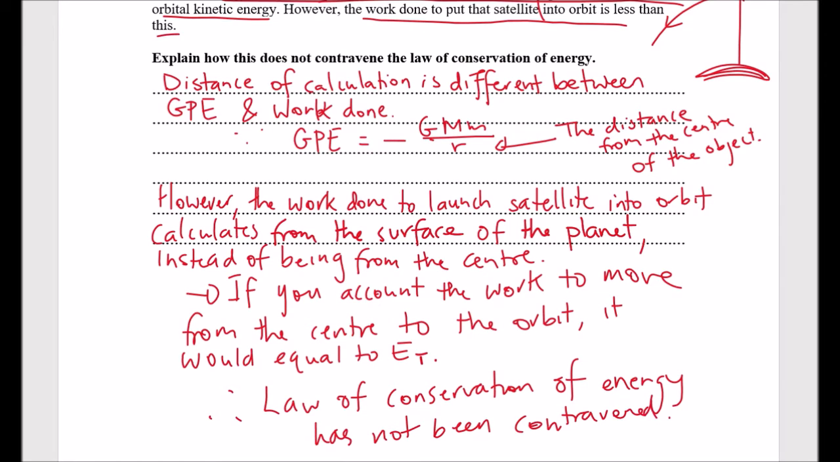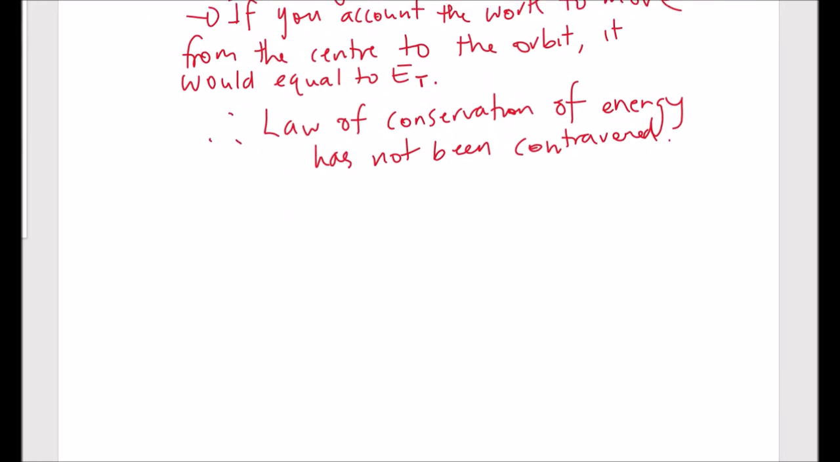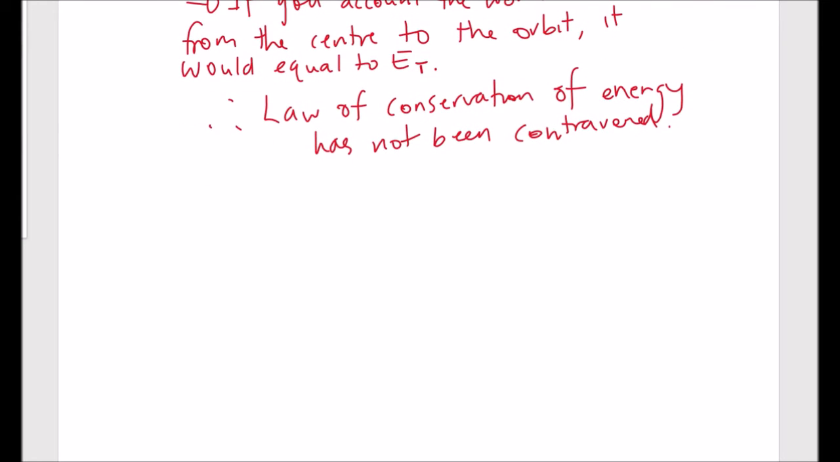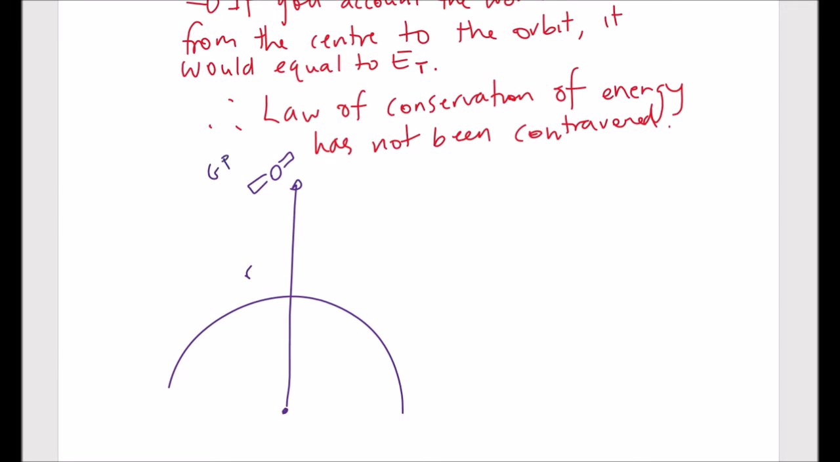Okay, now in case this might confuse a couple of people, let me just draw this out as a diagram to show you what's happening. You can use a diagram if you want when answering this question. So this is our planet. This is the center of the planet. From this point up to here, which is our satellite, this is the distance r. At this point here, this is the gravitational potential energy.